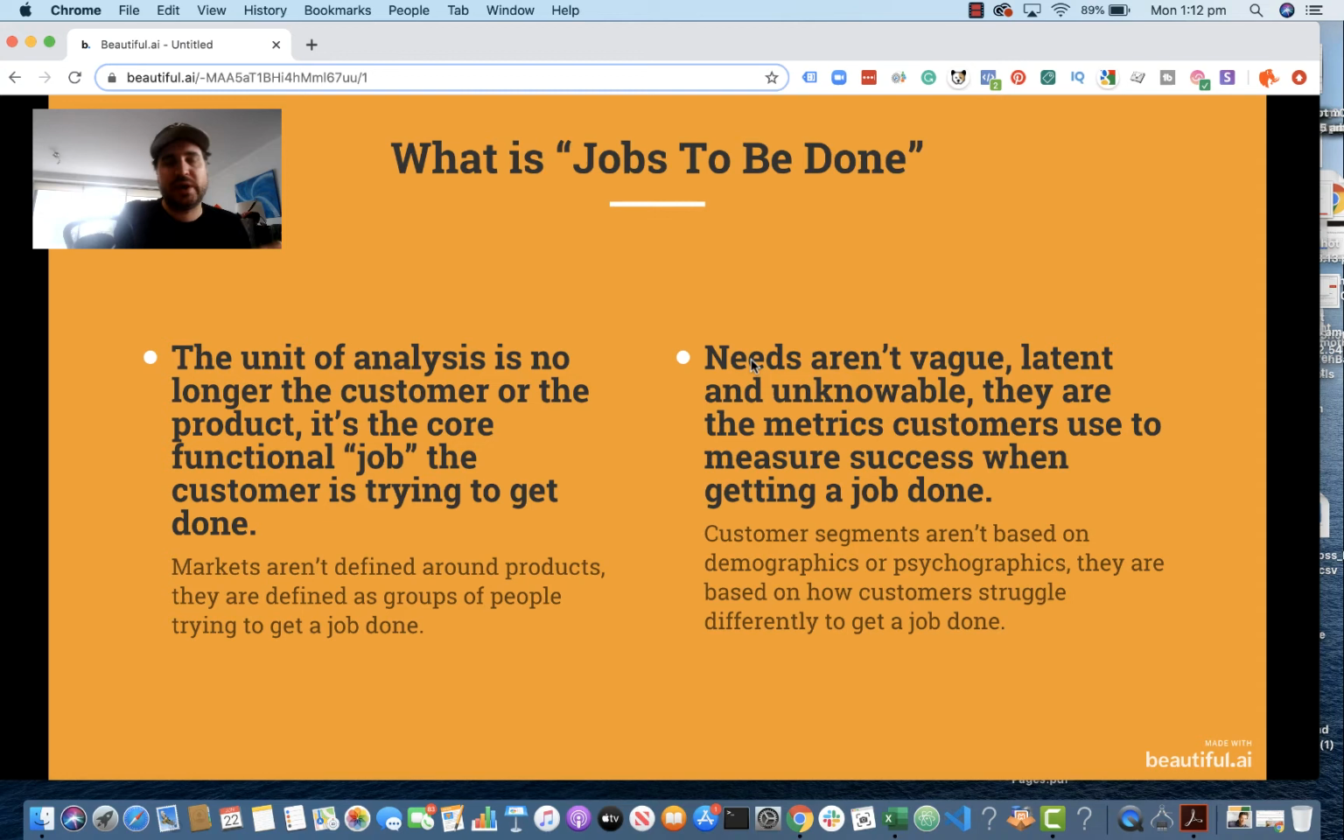It's not just the who, it's also the what. The needs aren't vague, latent, and unknowable. They are the metrics consumers use to measure success when getting a job done, because every job can be measured with some sort of outcome or success. So if, again, we go to the whole drill bit analysis, someone isn't buying the drill bit, they're buying the hole. They want to hang a photo or a frame or whatever it might be. They actually want the hole so they can put the hook in and hang the thing. They don't actually want the drill bit, but they need the drill bit to get that part done.